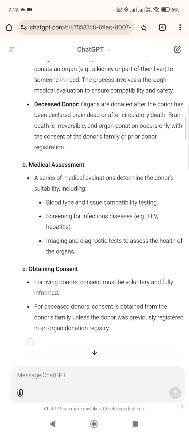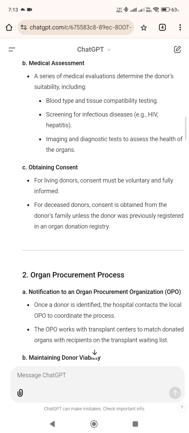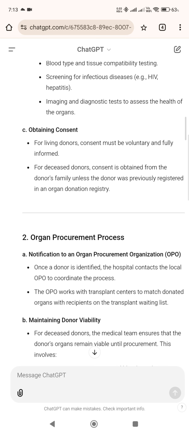B. Medical assessment. A series of medical evaluations determine the donor's suitability, including blood type and tissue compatibility testing, screening for infectious diseases, e.g., HIV, hepatitis, imaging and diagnostic tests to assess the health of the organs.